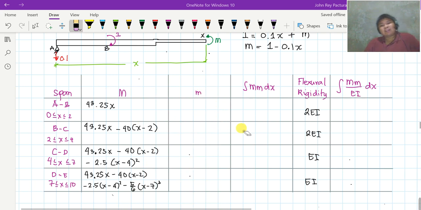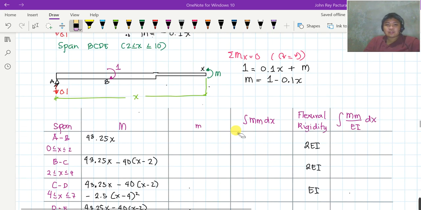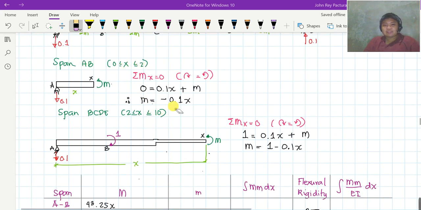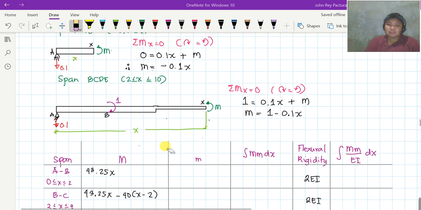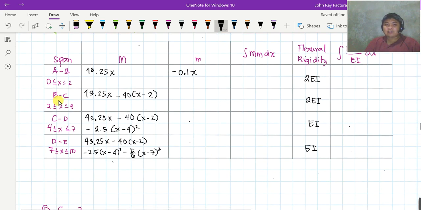So, this time, tandaan nyo kung paano natin siya i-fill out, no? Kung mapapansin nyo, from span AB, that is negative 0.1x. So, there is no debate dyan. Ilagay mo na agad siya as negative 0.1x. Of course, dito sa BCDE, this is comprising of 3 spans. So, that is equal to 1 minus 0.1x. So, although isang function lang naman to, since dito sa table, iba kasi sila class ng capital M, ika-copy paste mo lang siya. So, 1 minus 0.1x. Gayon din dito, 1 minus 0.1x and 1 minus 0.1x.